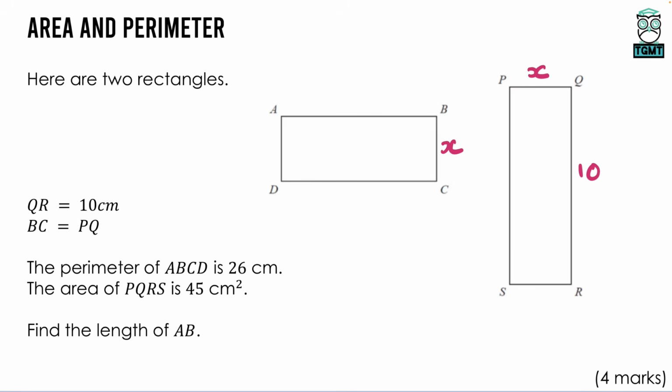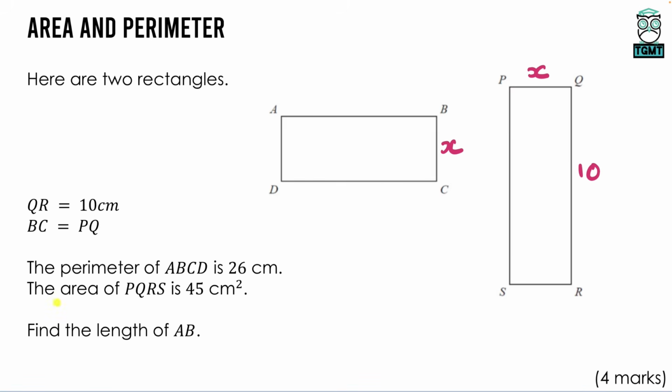So we can label that with a letter. I've gone for X here. You could go with any letter. It says the perimeter of ABCD is 26 centimetres. Now this here, ABCD is 26 centimetres, doesn't really help us right now because ABCD has no length on it at all. So we could guess some numbers, but we are given some more information.